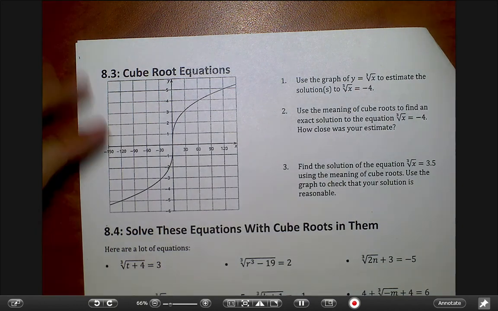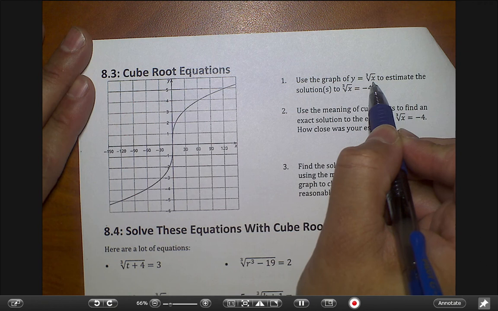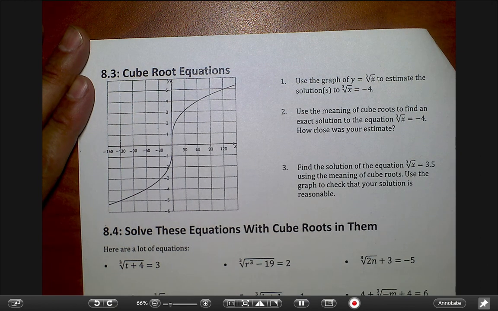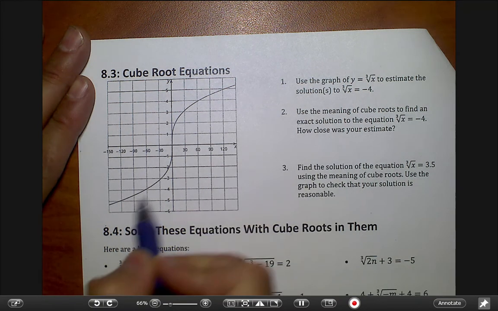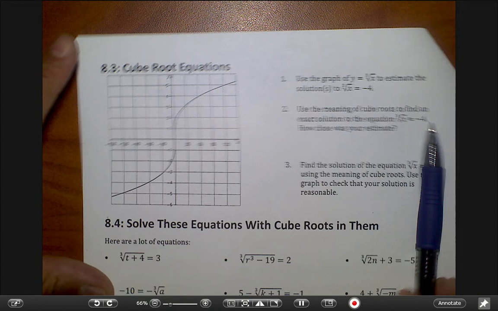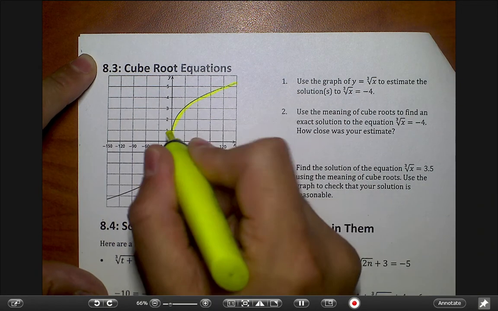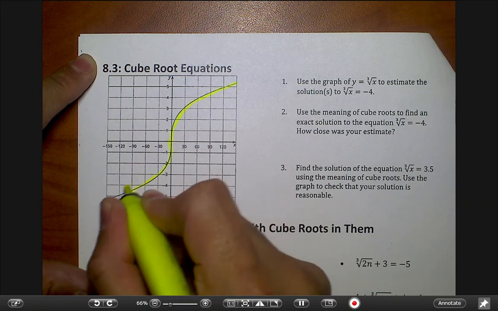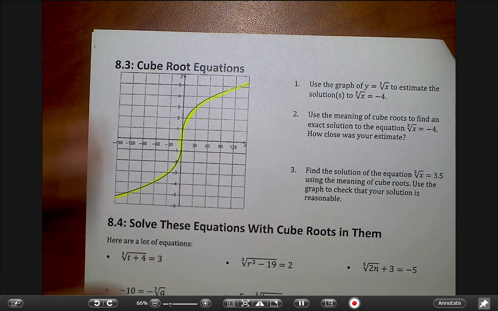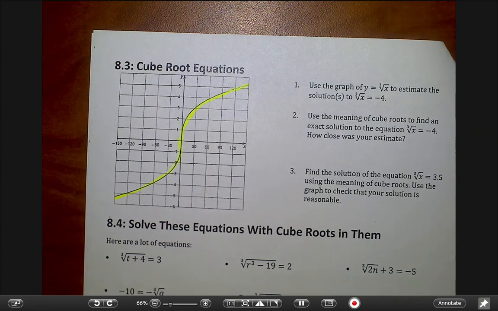Now, this one right here, I'm starting with y equals the cube root of x. So now we're going to find solutions to the cube root of x. So my graph is the cube root of x. So there's my cube root of x. Negative 4. So now I'm going to go ahead and graph my negative 4. Negative 4 is right here.